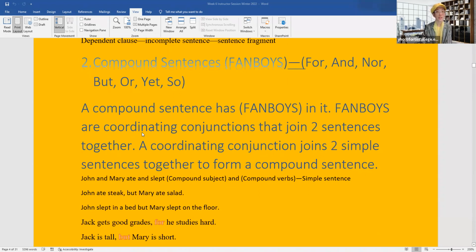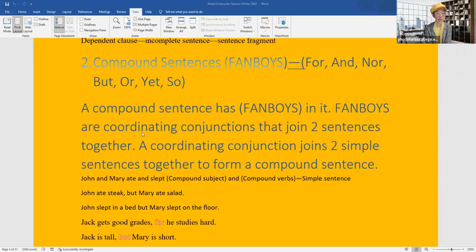The second kind of sentence is a compound sentence. In other words, two sentences joined by fanboys: for, and, nor, but, or, yet, so. A compound sentence has fanboys in it. Fanboys are coordinating conjunctions that join two sentences together. A coordinating conjunction joins two simple sentences together to form a compound sentence.